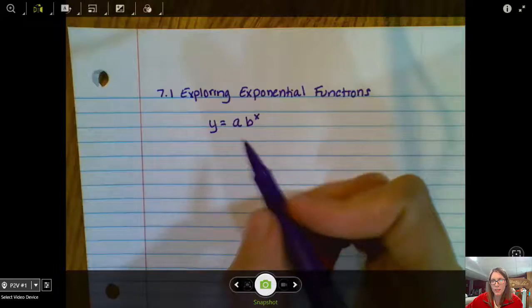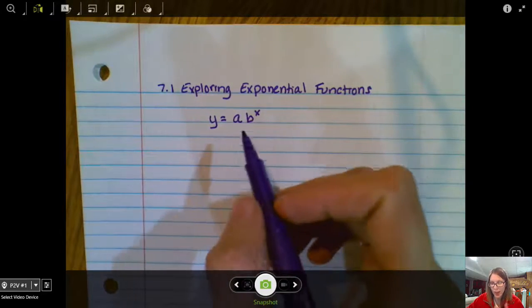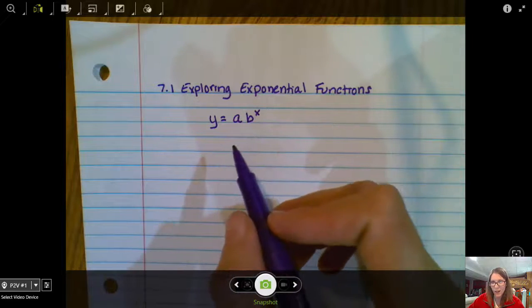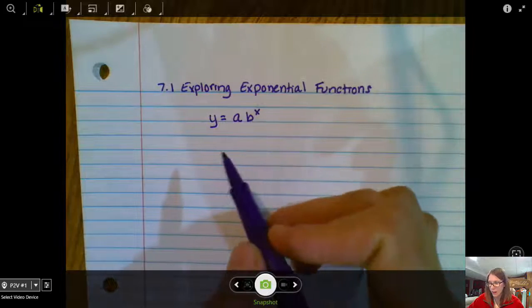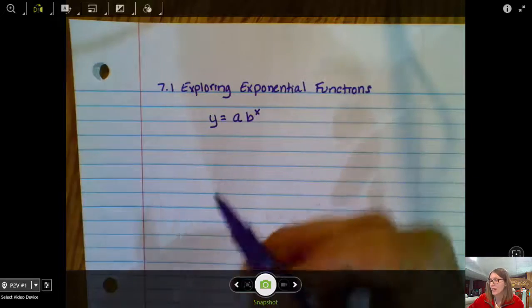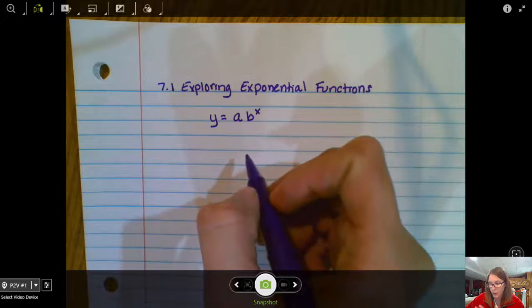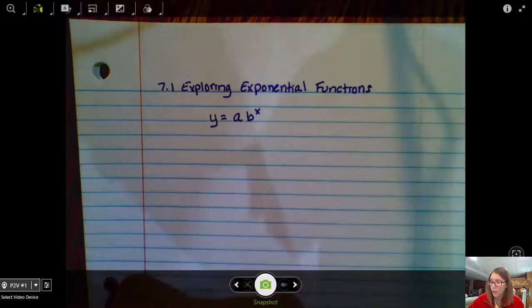Okay? Now we'll see a little bit more toward the end here exactly what these pieces do. So I'll leave a little bit of space here and then come back and add a couple things toward the end. But this is again our general form for exponential functions. Let's see what one of these looks like.